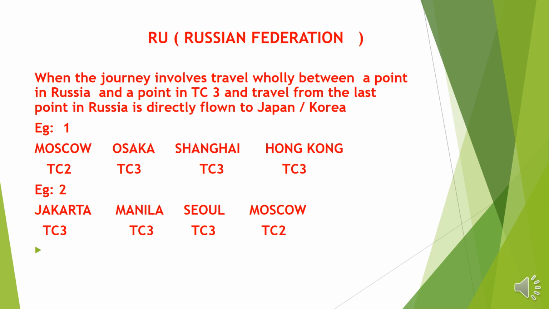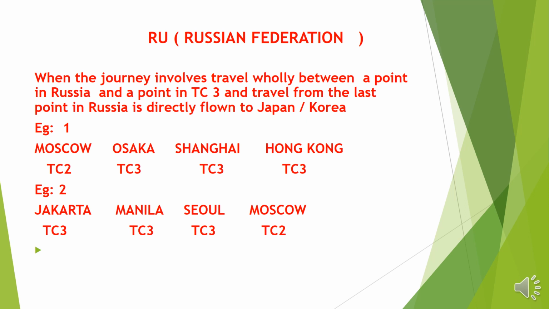This is one criterion. The second one is, if the journey starts in Russia, then from Russia, the passenger should be traveling directly to a point in Japan or Korea to be termed as RU. And if the journey starts in TC3, from Japan or Korea, the passenger should be traveling directly to the point in Russia. So example one, Moscow, and the final destination is Hong Kong, which is in TC3.